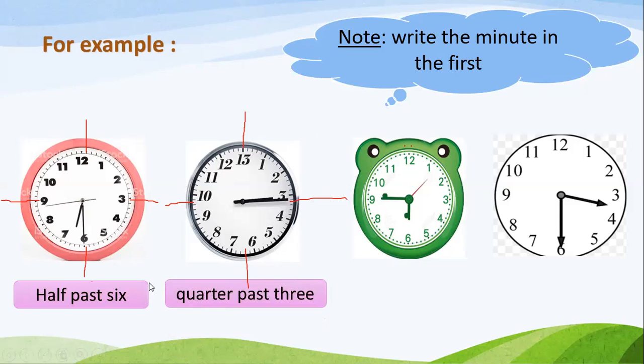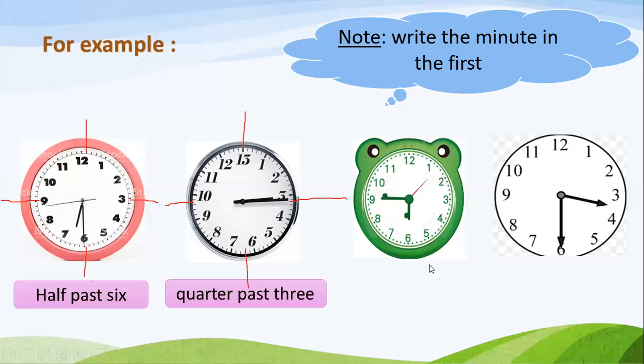Again, we read the minutes, then the hours. The minutes is the long hand. The long hand points to 3, which means quarter past, so we will write quarter past. Why does the short hand point to 3? The short hand, it's easy. It tells me the exact number. So it will be quarter past 3.